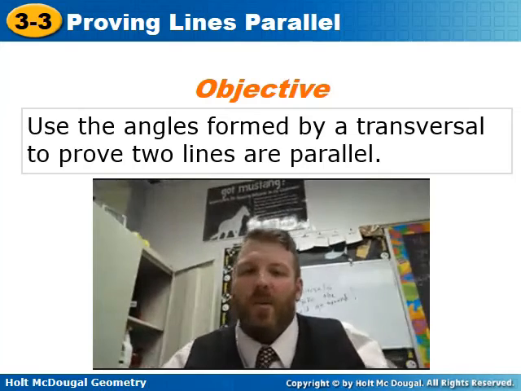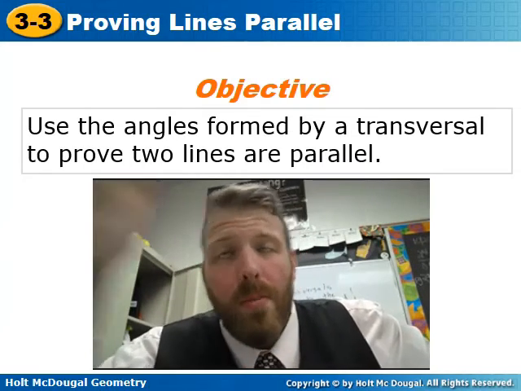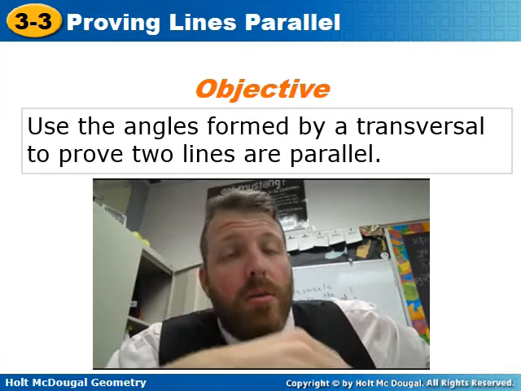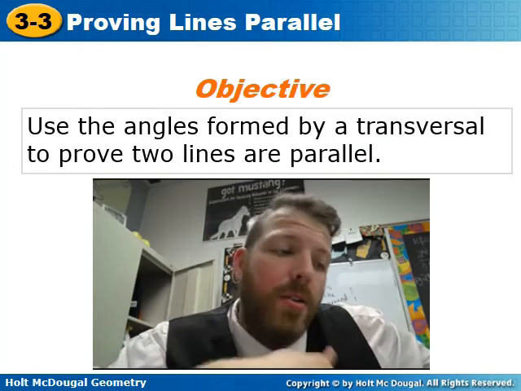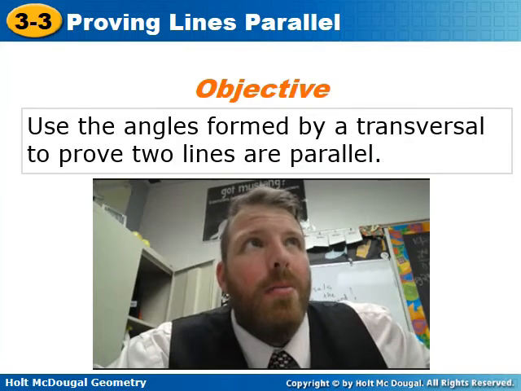All right, so what we're going to talk about today is how we're going to use the angles formed by those transversals that we talked about in 3.2 to prove that two lines are going to be parallel. So I want you to think real quick, how am I going to be able to do that?